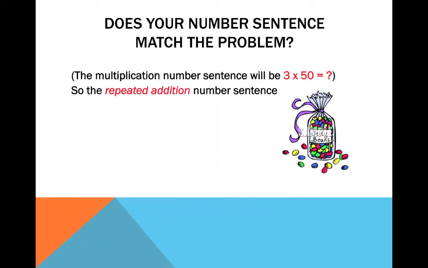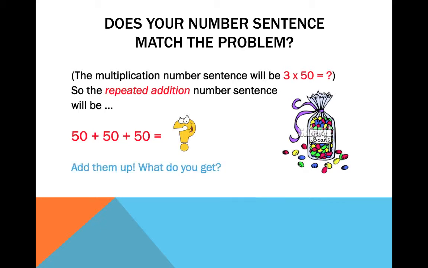So the repeated addition number sentence will be 50 plus 50 plus 50 equals, do you know? Add them up. What do you get? That's right, 150 jelly beans.